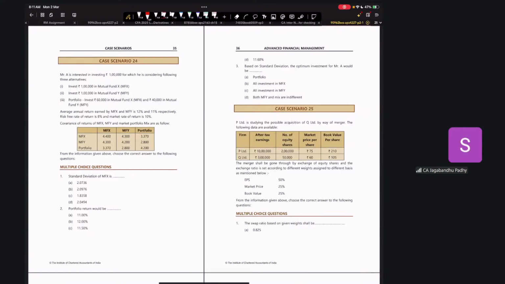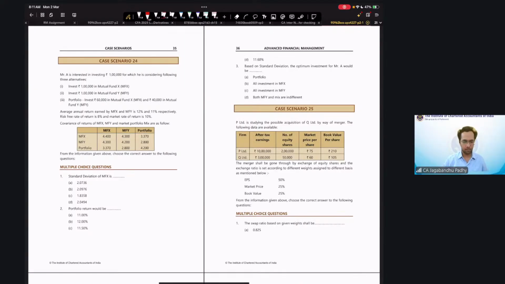Okay, guys. Mr. A is interested in investing 1 lakh, for which he is considering three alternatives: 1 lakh in mutual fund X, 1 lakh in mutual fund Y, or 60,000 in mutual fund X and 40,000 in mutual fund Y. Average annual return is given. Risk-free rate is 8%, market rate of return is 10%. Covariance is given, so we need to get the standard deviation and all.